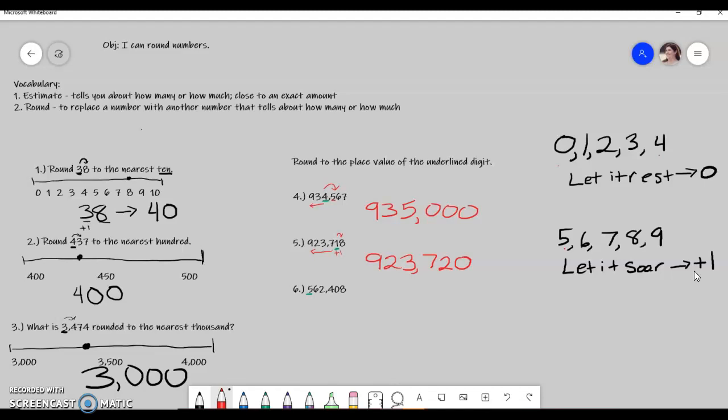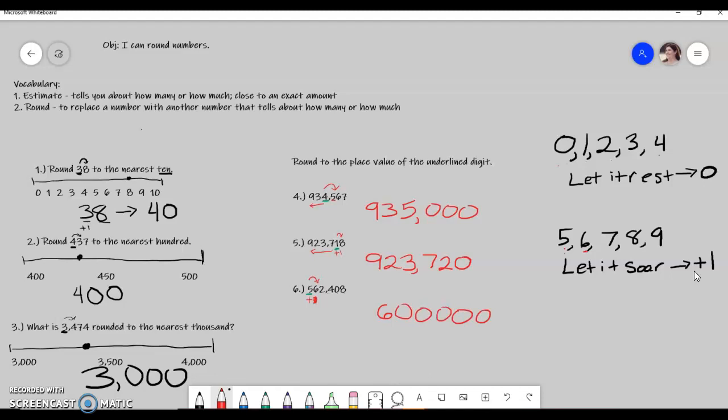562,408. We're rounding to the 100,000s place, so that means we have to look at our neighbor. So we have a 6, so let's go over here. 1, 2, 3, 4, 5, 6. Oh, 6. So we're going to add one more to that 5. So that means the 5 is going to turn into a 6. And then everything behind it is going to be zeros, like magic. So how many zeros do we need? 1, 2, 3, 4, 5. So poof, poof, poof, poof, and poof.